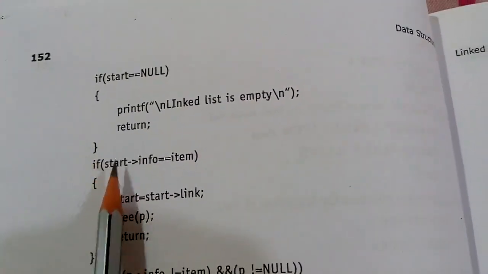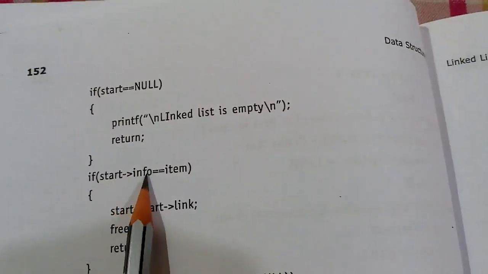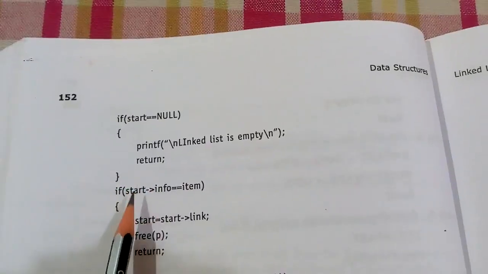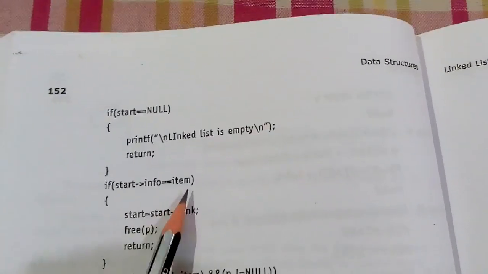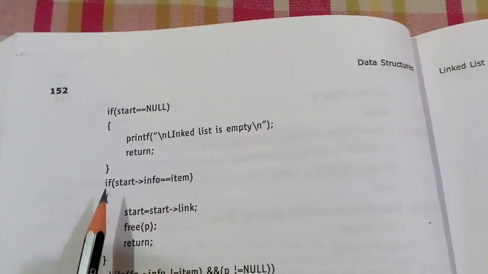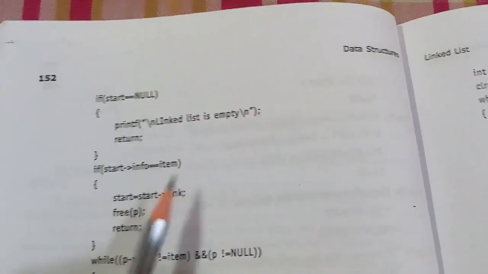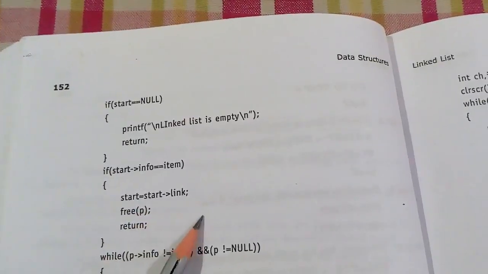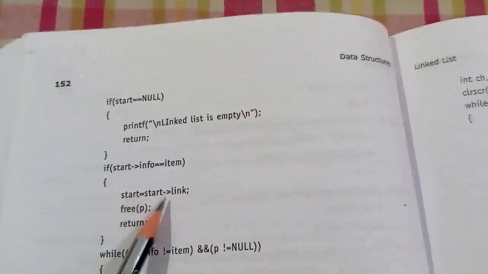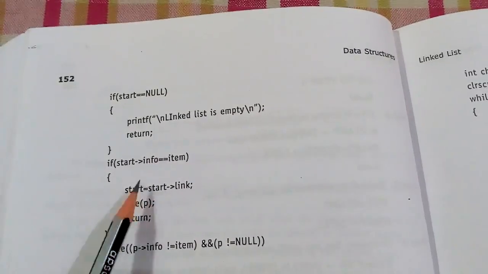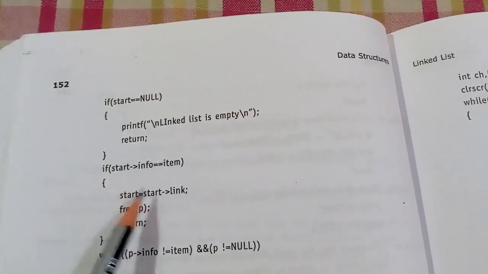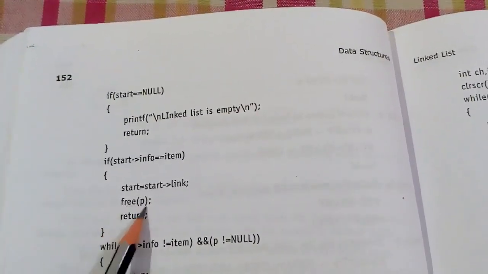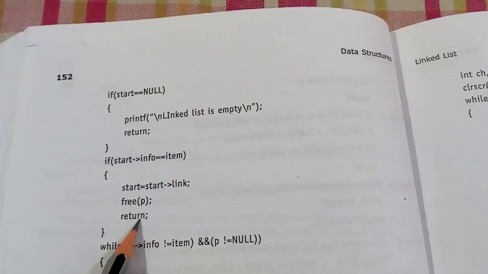Next, check if the item is found in the first location. If start points to information is equal to item, then start is equal to start points to link, which means that once you delete that first node, then start points to the next node. Free that current pointer and return.